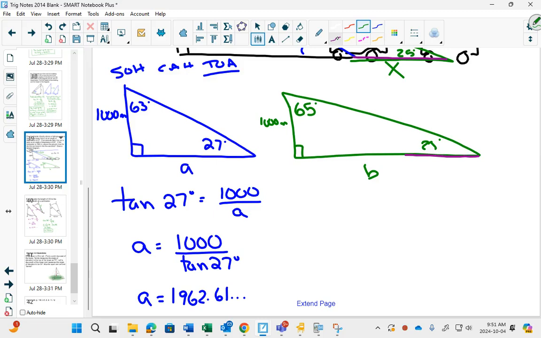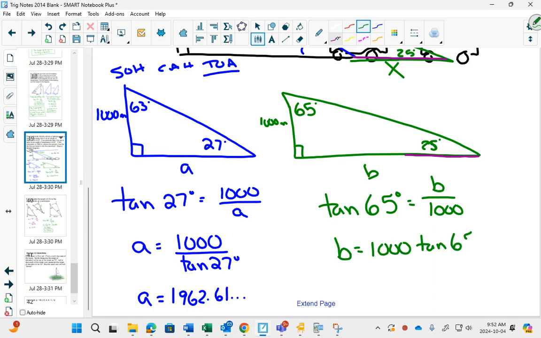We're going to do the same thing for B. We've got the 25 degrees, and we got the 65 degrees. Again, it doesn't matter which one we use. So if we choose the 65, I want to find B, which is the opposite side. And I know 1,000, which is adjacent. So again, I would use tangent. Opposite over adjacent. But this time, the B is in our numerator already. So we would just have to multiply both sides by 1,000 to get B by itself. Again, type that into our calculator.